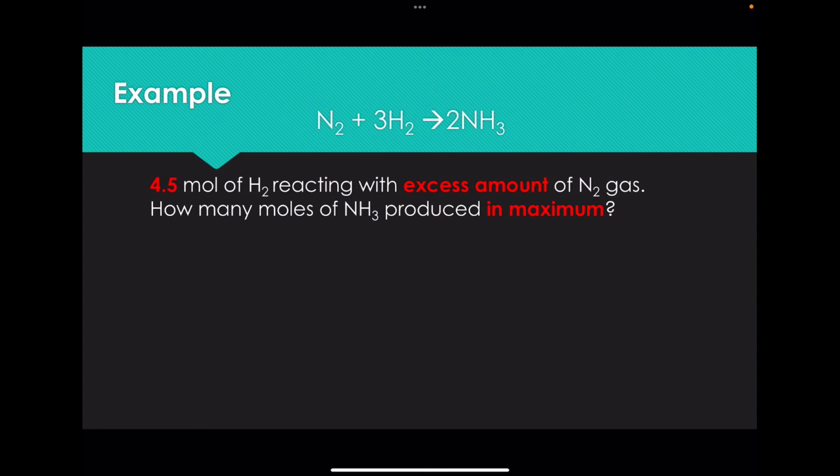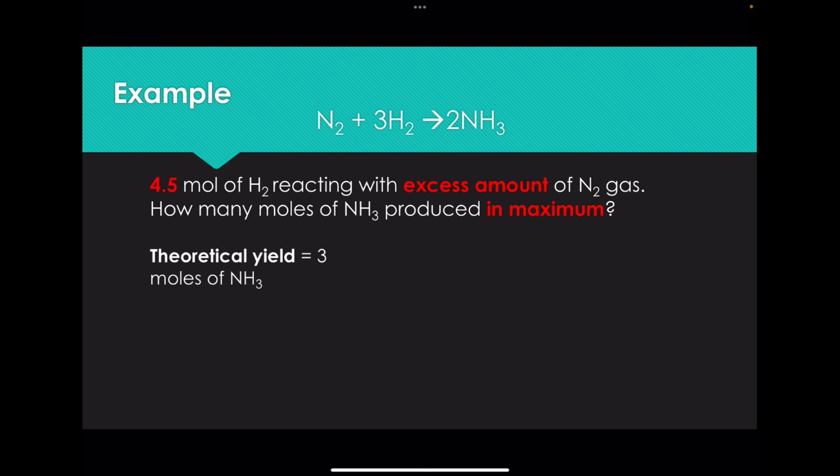Let's look at a sample question. 4.5 moles of hydrogen gas reacting with an excess amount of nitrogen gas. How many moles of ammonia could be produced at maximum? When a question is phrased that way, it means that they are looking for the theoretical yield. Based on the ratios given by the equation, we know that in theory, there will be 3 moles of ammonia being produced. So what will be the actual yield?